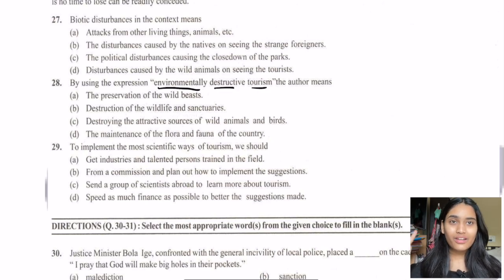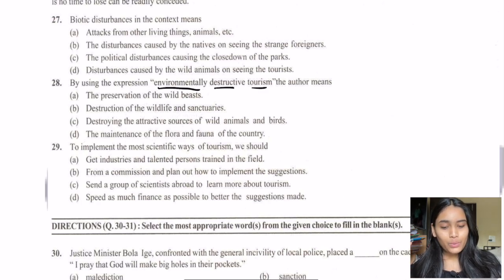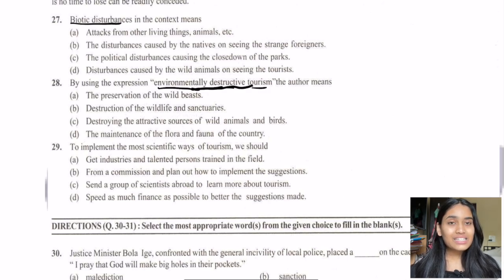And then the second benefit that we get is that we know which keywords we need to focus on. So we need to focus on keywords like biotic disturbances and this keyword environmentally destructive tourism. These are some keywords that we need to be attentive on, and we might need to reread them again, but we should really focus on them because they are being asked in the passage.